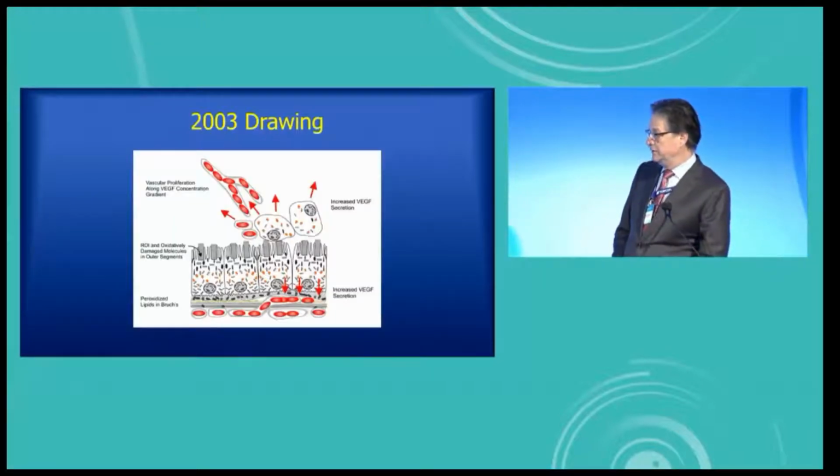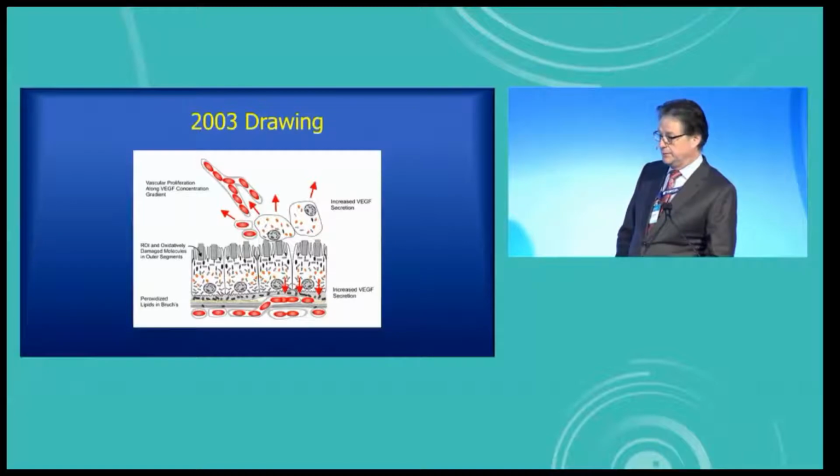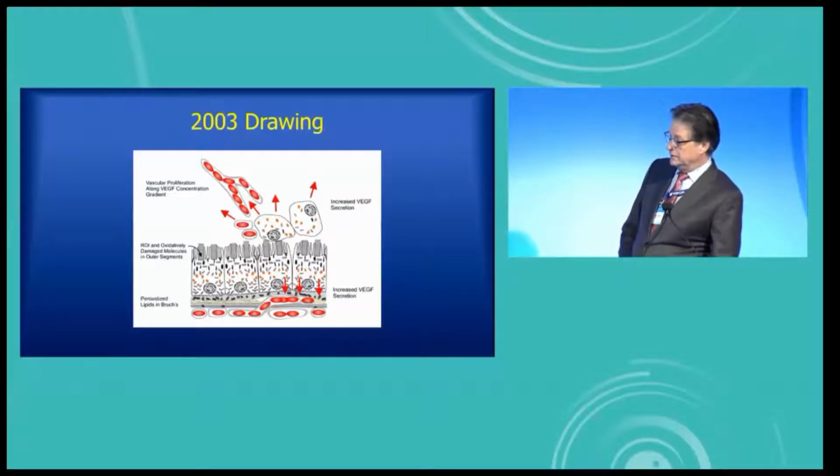This is that drawing I made in 2003 that shows that I thought focal hyperpigmentation was that the RPE cells detached and came into the outer retina. RPE cells can make VEGF to make CNV, but if they made VEGF here, they would also recruit retinal blood vessels to grow down across that VEGF gradient.